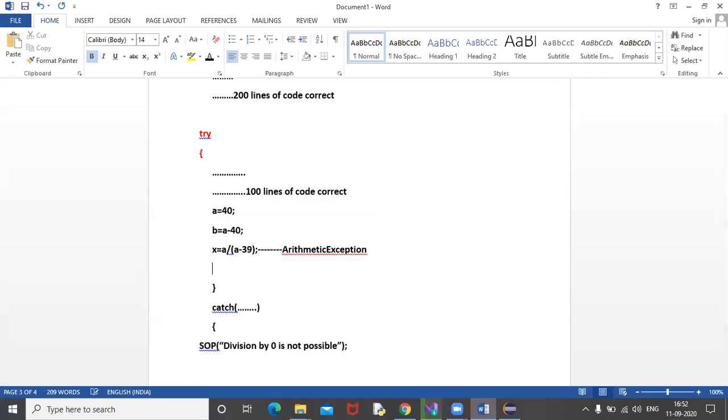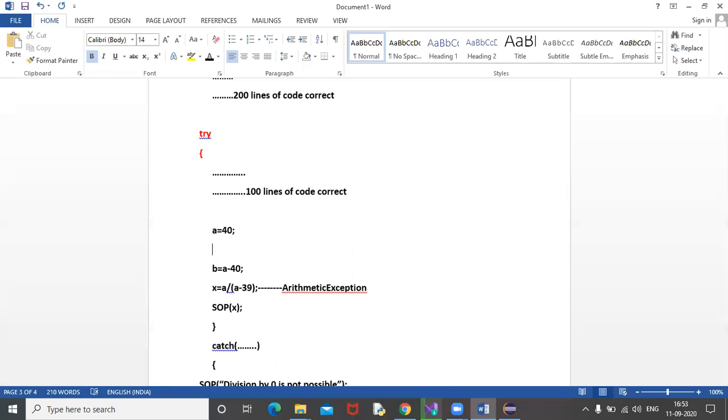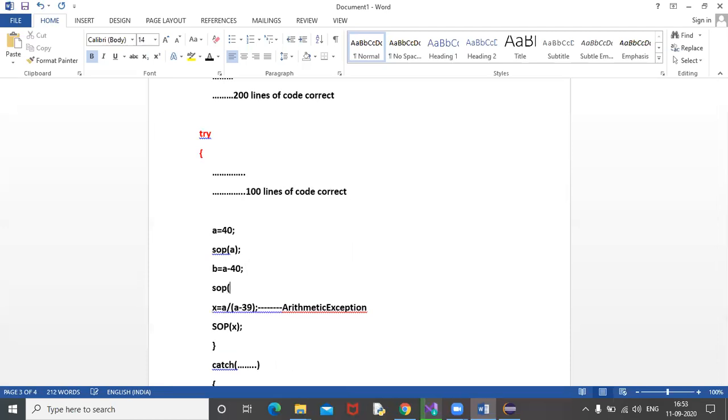Inside system.out.print, can I display X or not? Here, yes. Before that, some correct statements are there, and even after, some statement like system.out.print A is there. Successfully, I can display the A value. Any problem with A? No. Any problem with B? Here also I will write a statement like system.out.println B. Any problem with B?